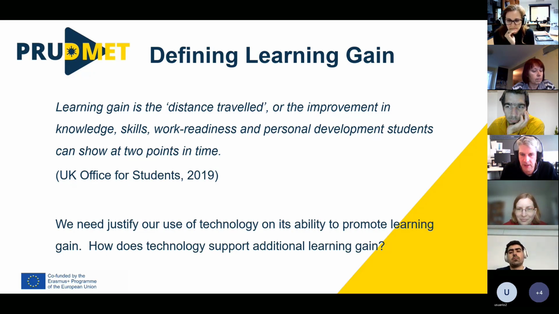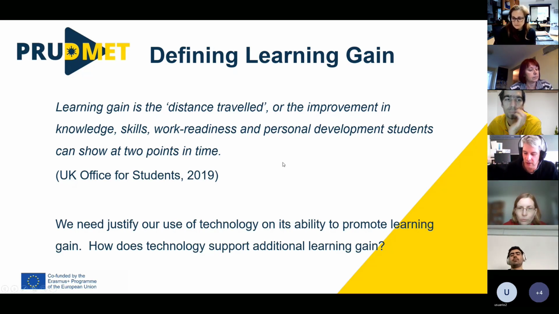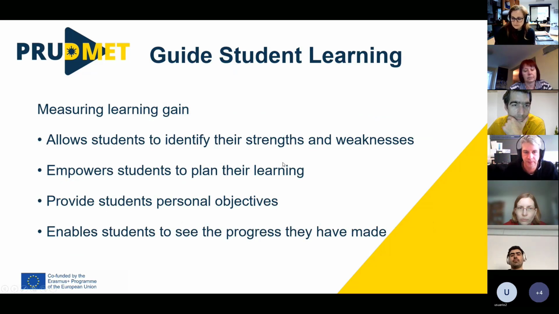And this can be very useful in some respects. We do it on a number of our programs here at the University of Gloucestershire, but we certainly don't do it on all. And so from that experience, we'll tell you about how we use it and how technology becomes involved.